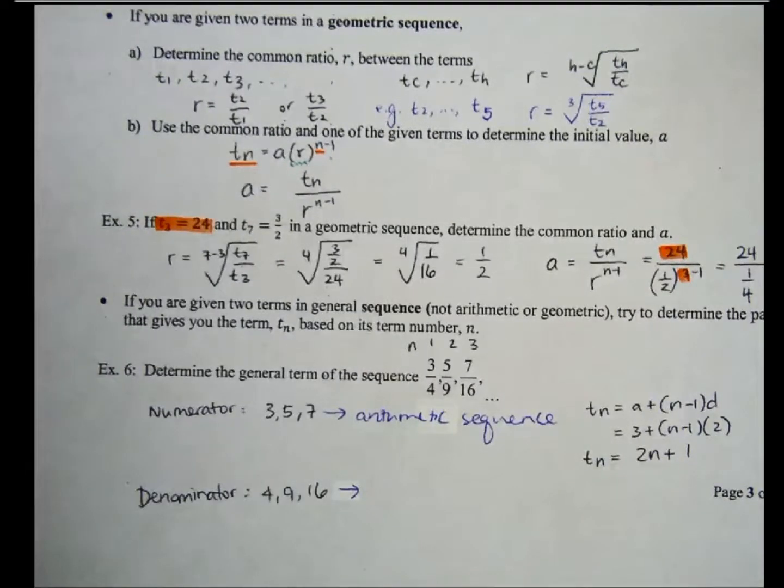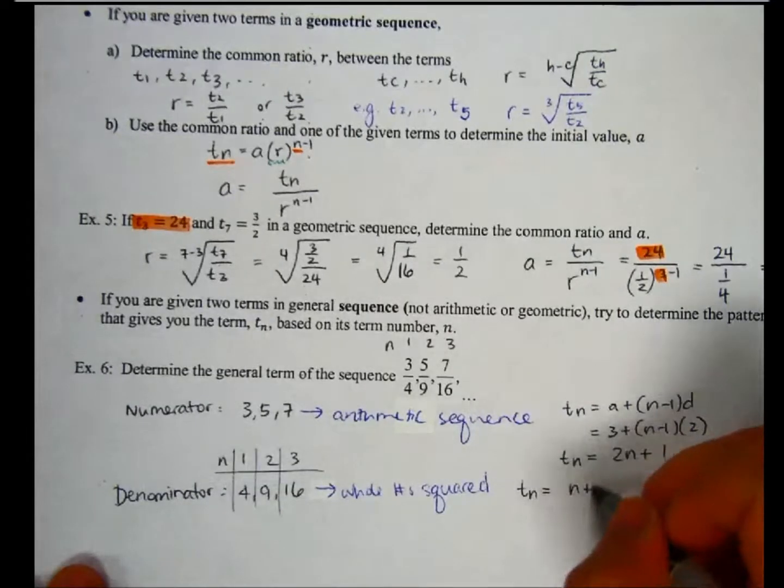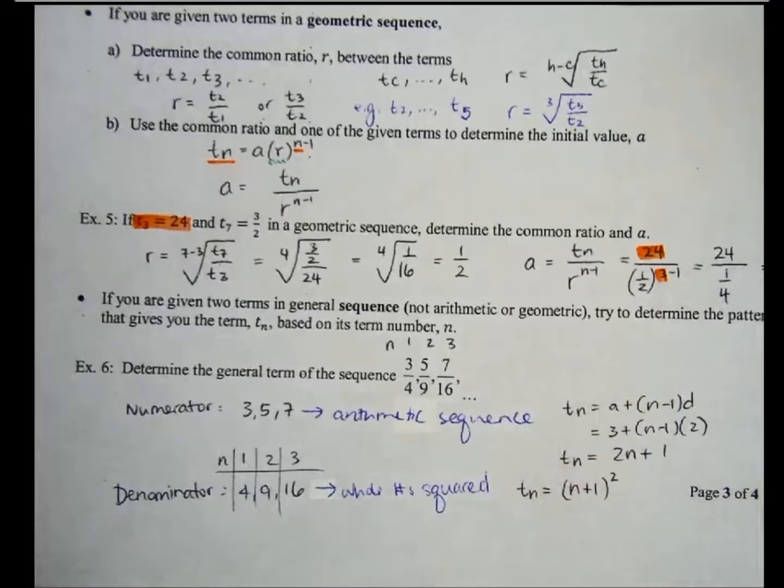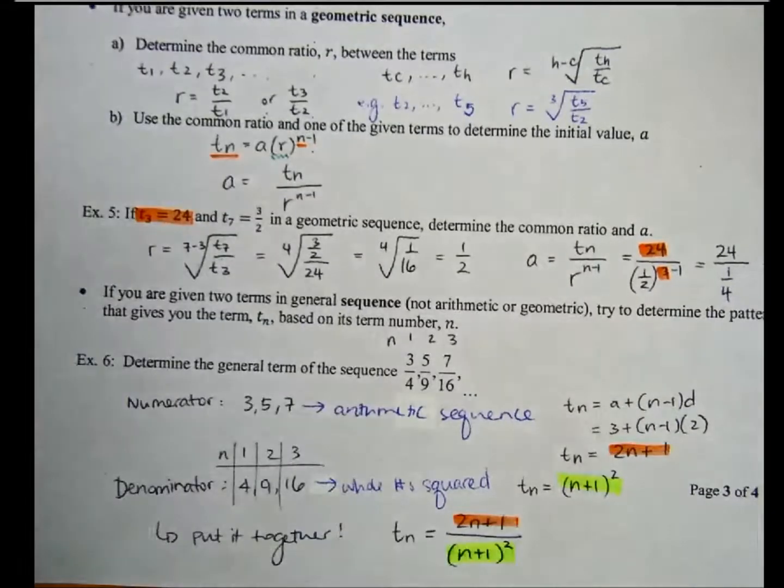The denominators are just whole numbers squared: 4, 9, 16. If you see the pattern, it's going to be (n plus 1) squared, the term number plus 1 squared. And now put them together, numerator divided by denominator, and here is our general formula.